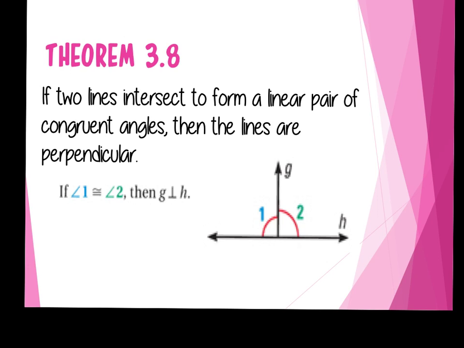If I have a linear pair of angles, which means they form a line, and they are congruent, this should make sense, right? What's true about a linear pair? They add up to 180. And if they're congruent, what does that mean? They have to both be 90. And if they're 90, then what's true? The lines are perpendicular, right? All that should make sense. This is just one theorem that says that.